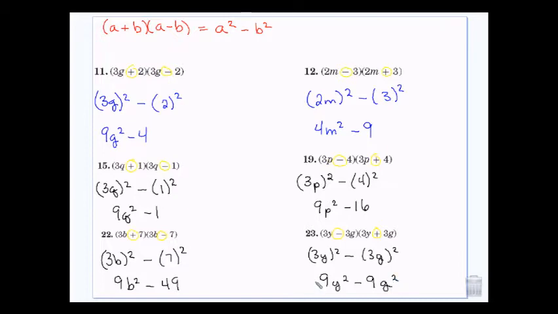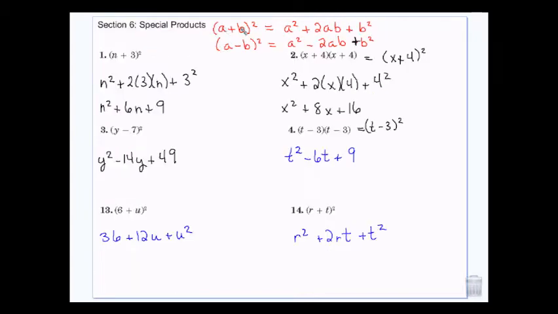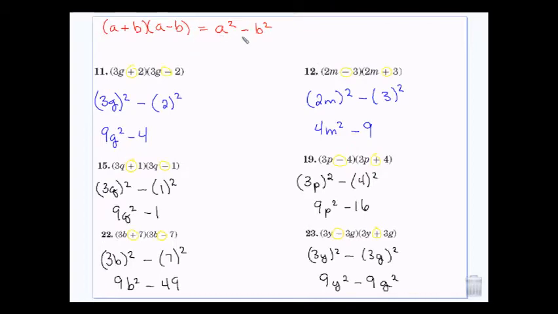You always, for this pattern to work, the first have to match, the second have to match, and you have to have 1 plus and 1 minus. If they match and they're both pluses, it's this situation. Or if they match and they're both minuses, it's this situation. For this to work, there's 1 plus, 1 minus.